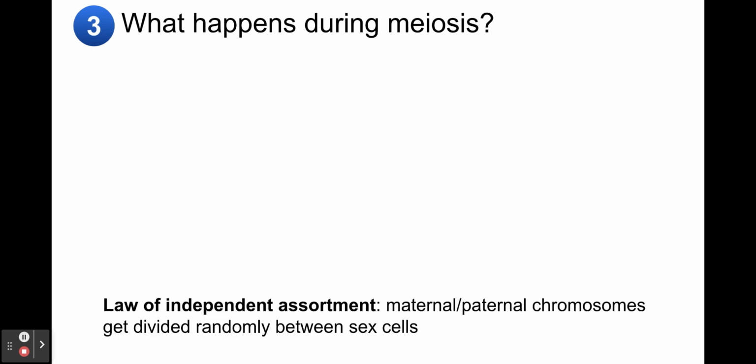We have one other thing to talk about in meiosis, and this is going to make things even more complex. It's called the law of independent assortment. You might have been wondering how we ended up with the combination of chromatids in our final cells that we did. It's because of this law. This law states maternal and paternal, so coming from your mom and coming from your dad, chromosomes get divided randomly between sex cells. Let me show you what I mean by this.